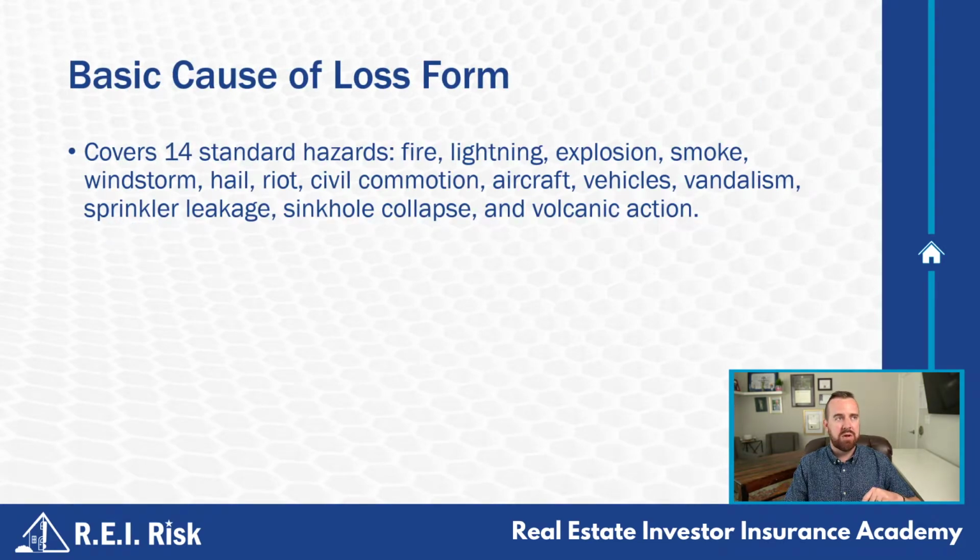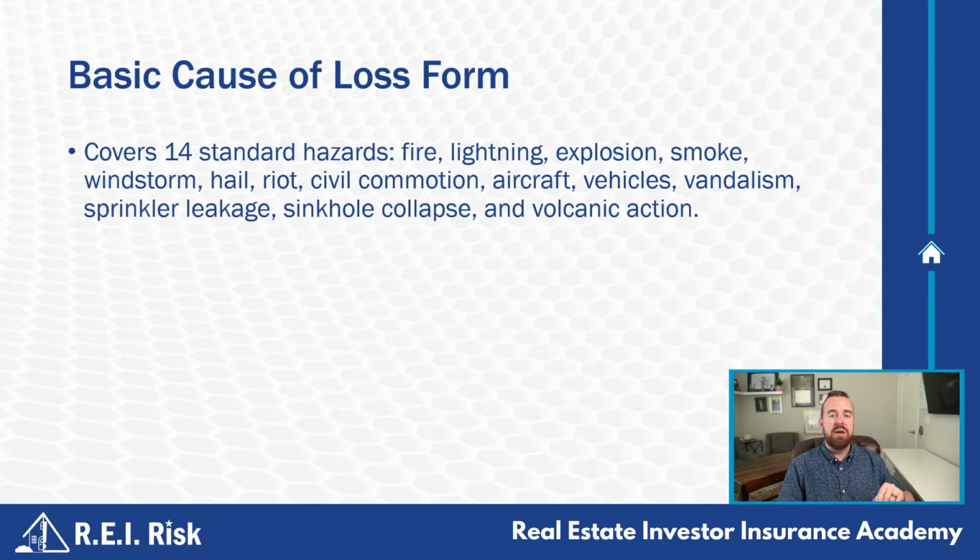Basic form cause of loss is 14 standard hazards. There they are on your screen. Fire, lightning, explosion, smoke, windstorm, hail, riot, civil commotion, aircraft, vehicles, vandalism, sprinkler leakage, sinkhole collapse, and volcanic action. Those are the 14 standard hazards covered on basic form cause of loss, meaning if one of those 14 things is the cause of loss in a standard policy, then you have coverage.